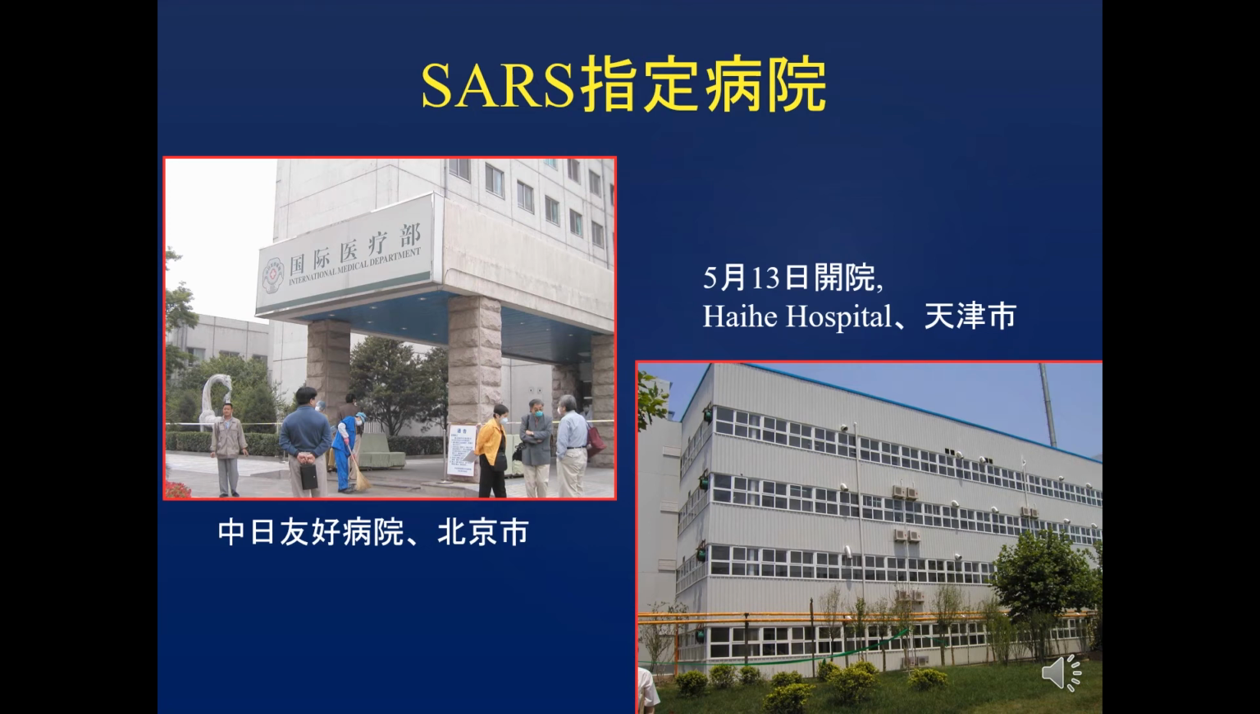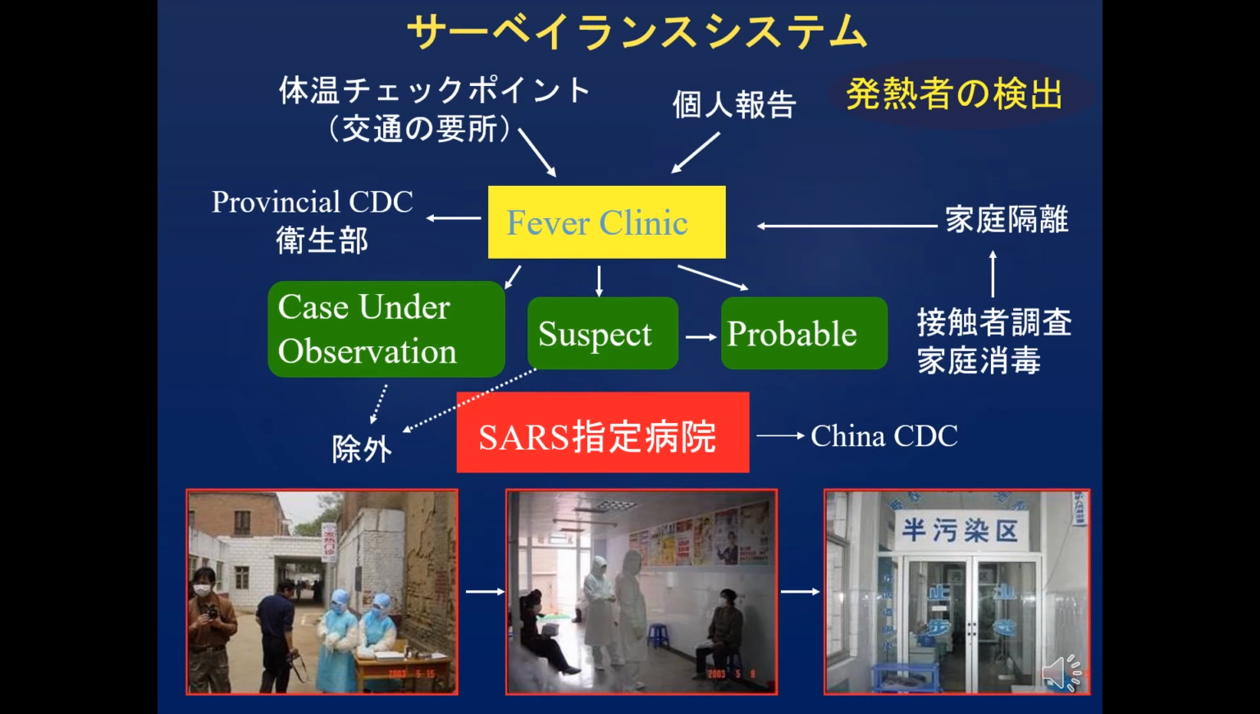In China, the government established SARS dedicated hospitals where only SARS patients are treated. It's a big hospital like this. In Tianjin, you have Haihe Hospital. It looks like it was a prefabricated building. It was made in just 3 days. Like in the case of COVID-19, they mobilized a lot of people and built hospitals in a very short period of time. Even in those days, the practice was like this. They mobilized lots and lots of people and constructed hospitals in a very short lead time.